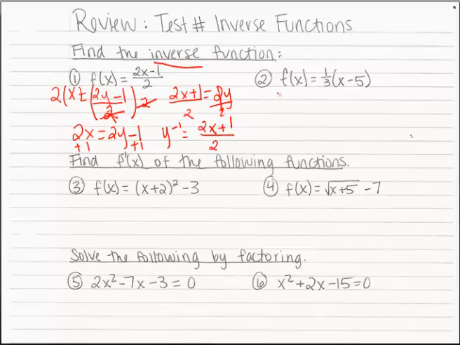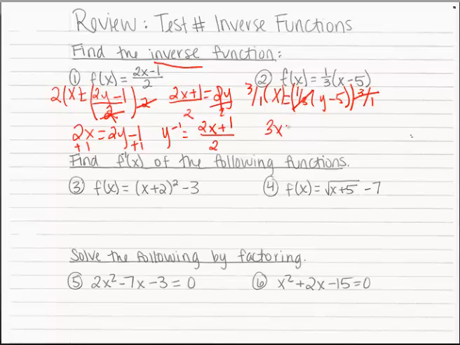So for the second one, same thing. I'm going to switch x and y. So x is equal to 1/3 y minus 5. Okay? Now this fraction is written differently than this one. But same concept. I multiply by the reciprocal. So I'm multiplying by 3 over 1, which means I multiply both sides really by 3, because 3 over 1 is 3. That makes this fraction go away and this fraction go away.